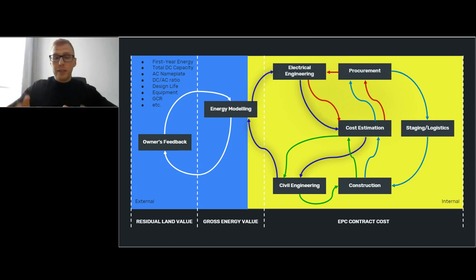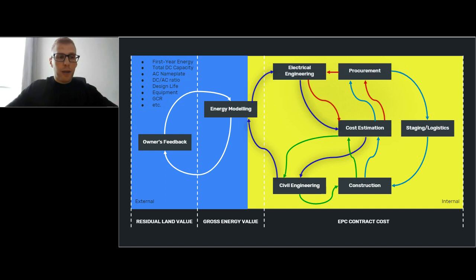So these are roles and these are disciplines, from the firm called the EPC contractor, right? Typically we're going to talk about the process when an owner or developer meets an EPC contractor, and how they communicate externally and internally. Just a couple of explanations about this scheme.